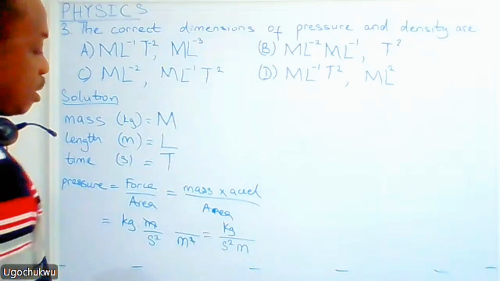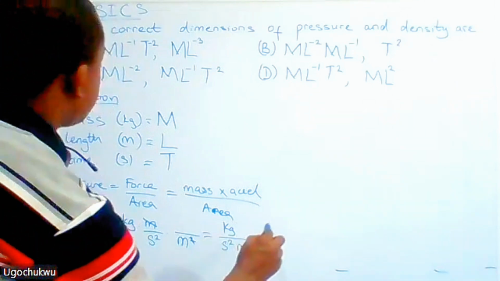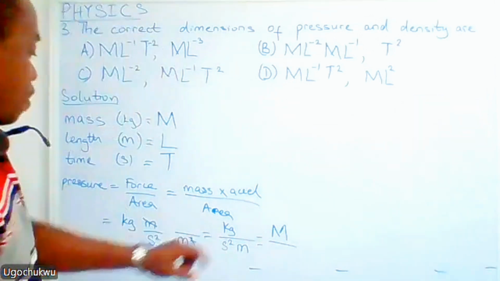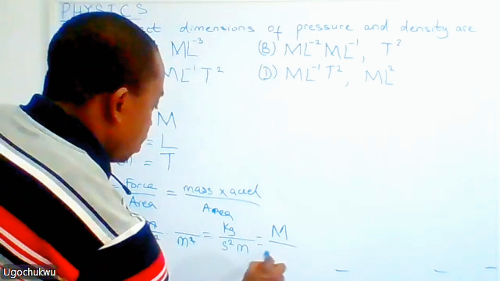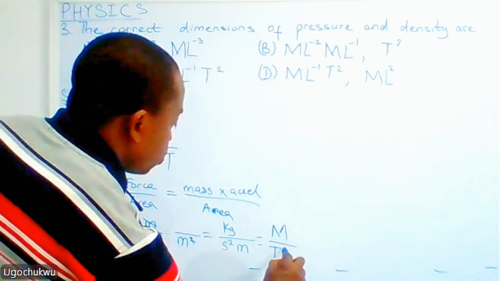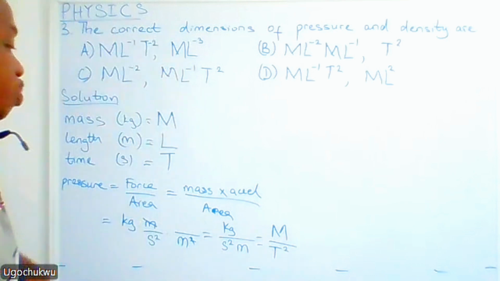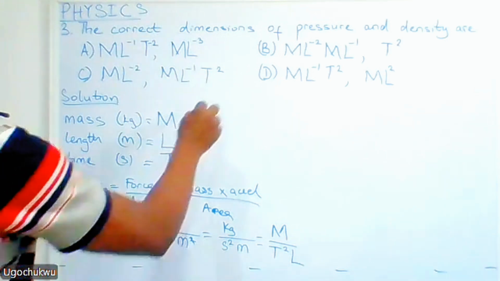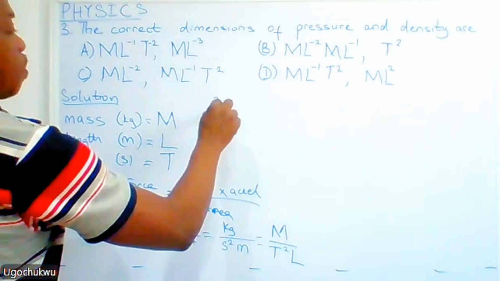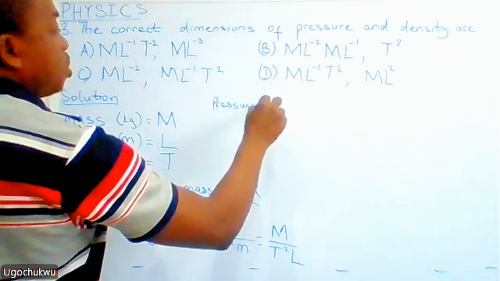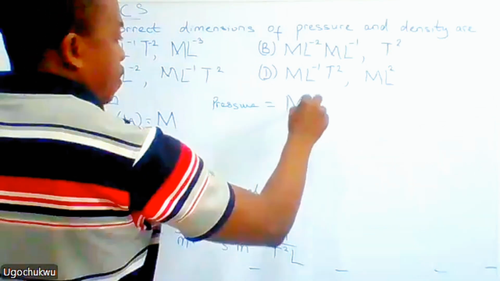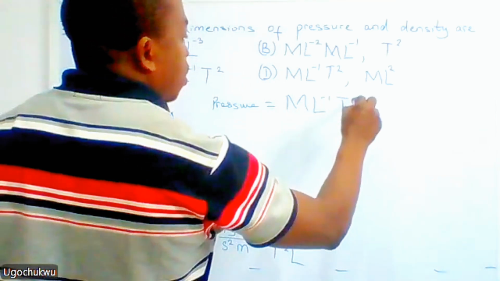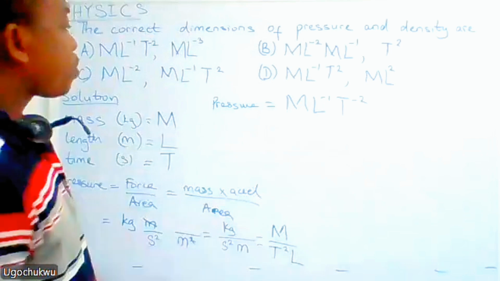And so when we get to this stage, we now substitute the dimensional representation back into those units, right? So we have kg as M, s squared represented by T squared, and then m, L, right? So representing pressure in dimensions is M L raised to the power minus 1 T raised to the power minus 2, right?